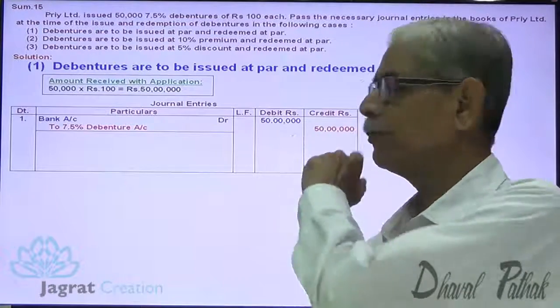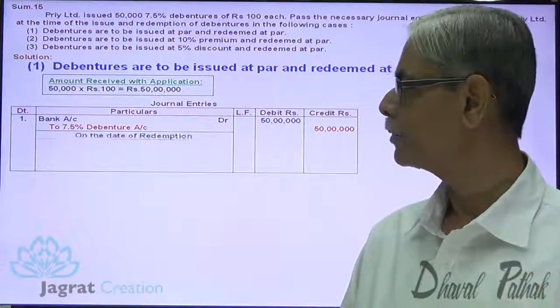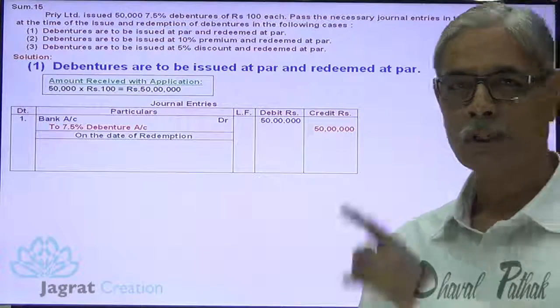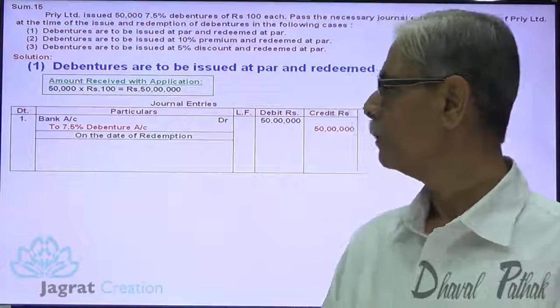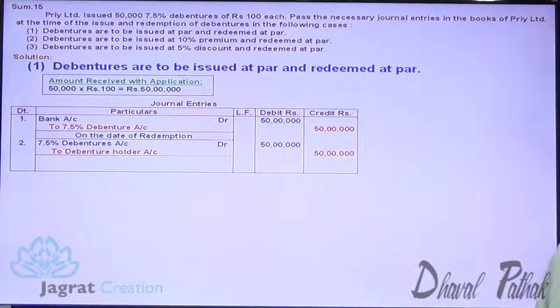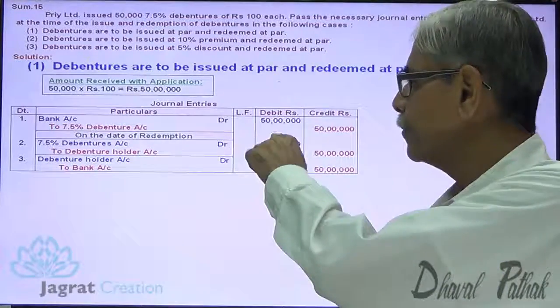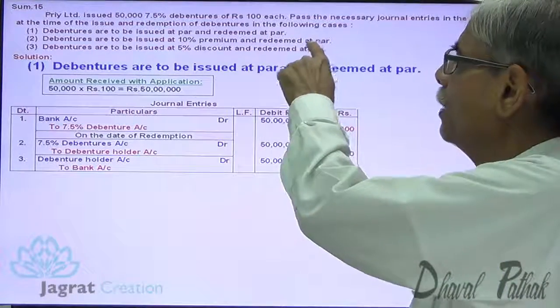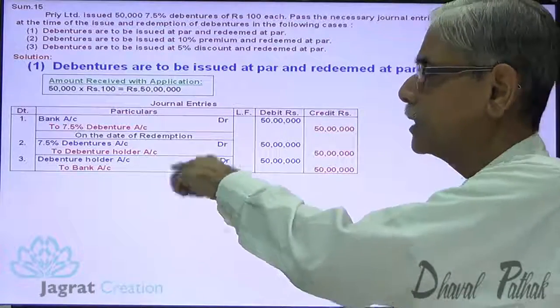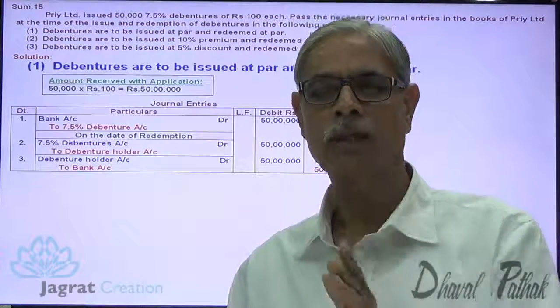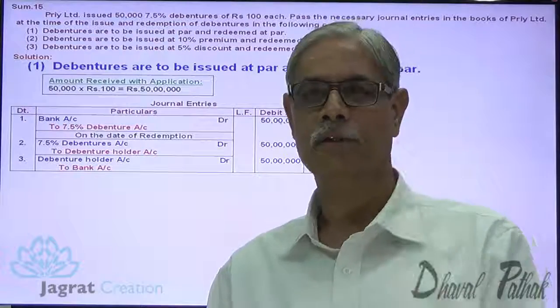Now, the same 50 lakhs is redeemable. On the date of redemption, debentures account debit to debenture holders account credit, debenture holders account debit to bank account credit. As they are redeemable at par, this is the redemption entry. It is going to be consistent in all the three options.